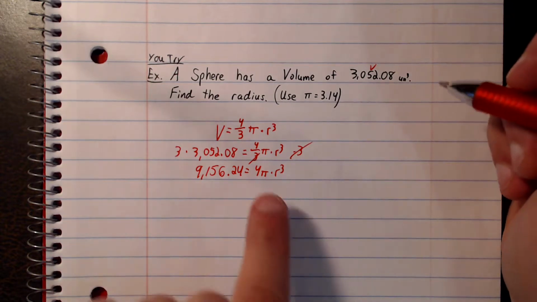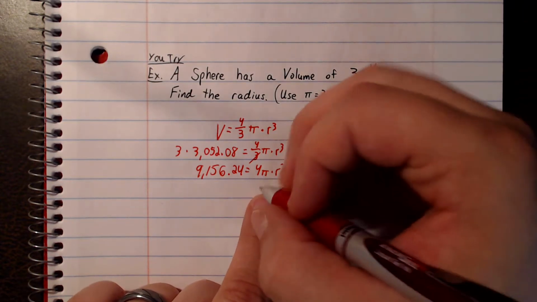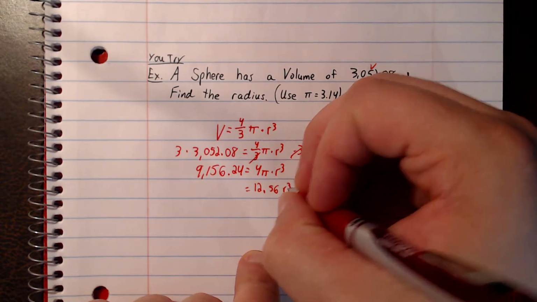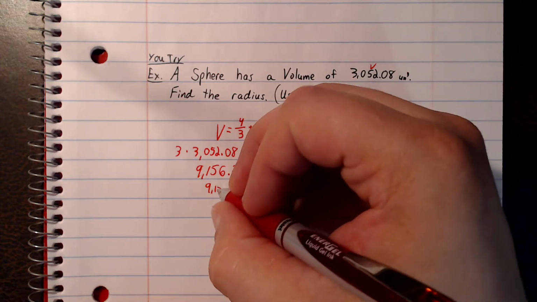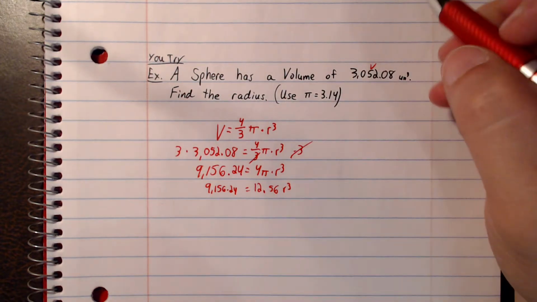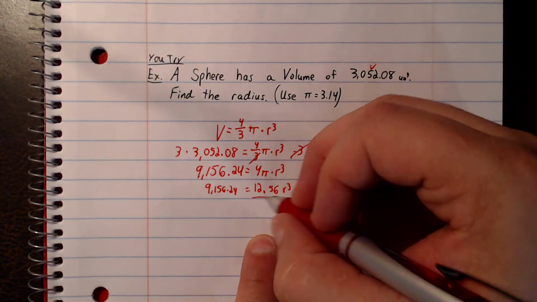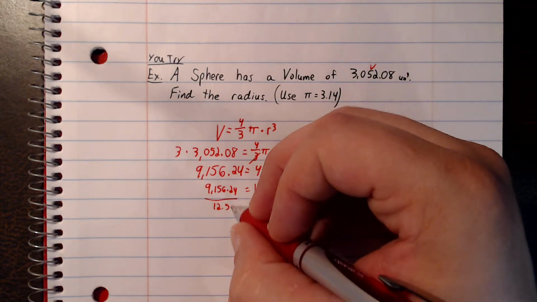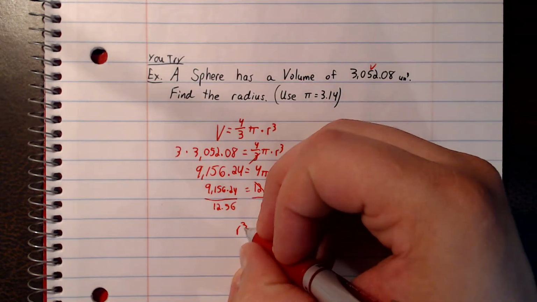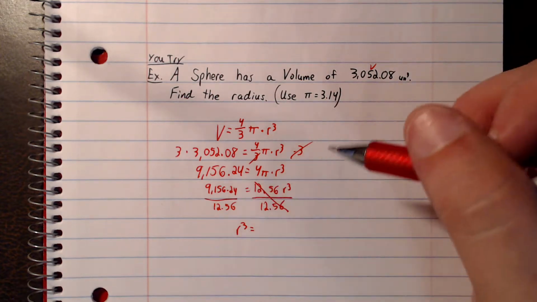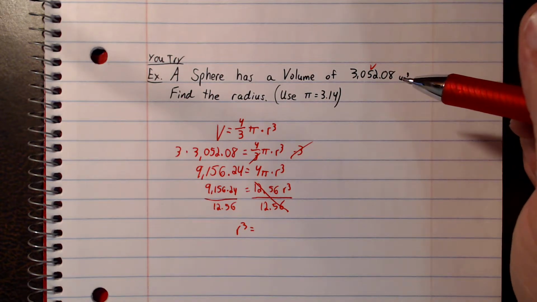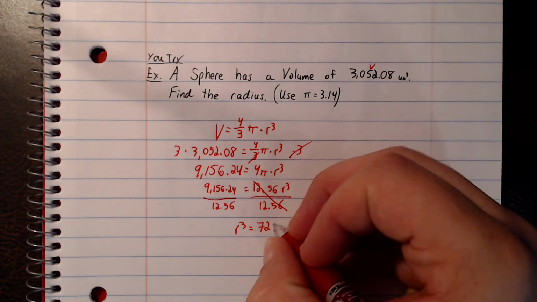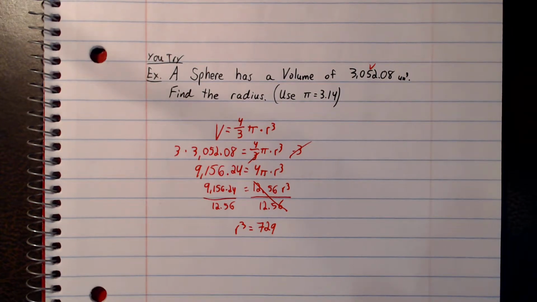But we're still left with 4 pi times radius cubed. Alright, so let's see. 4 times 3.14, so that's really 12.56. I got to get rid of that, so we'll do some quick division. Let's see, that's what I'll type into my calculator. 9156.24 divided by 12.56. That comes out to be 729. Now, the last thing we got to do is the cube root.